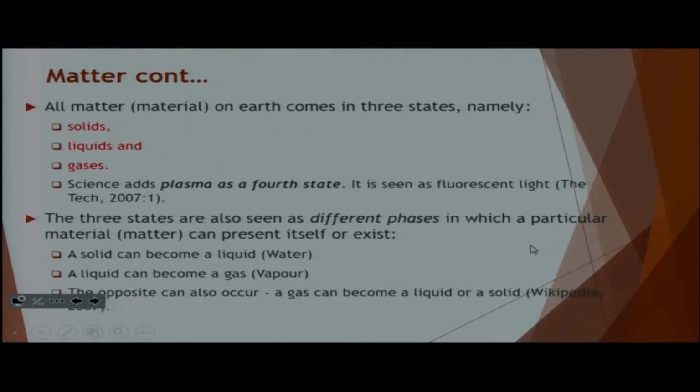All matter on Earth comes from three states. Namely, we've got solids, liquids, and gases. Science also adds plasma as a fourth state. It is seen as fluorescent light, for example. The three states are also seen as different phases in which particular material or matter can present itself or exist. Also, a solid can become a liquid. Example is water. A liquid can become a gas, which is vapor. The opposite can also occur. A gas can become a liquid or solid.